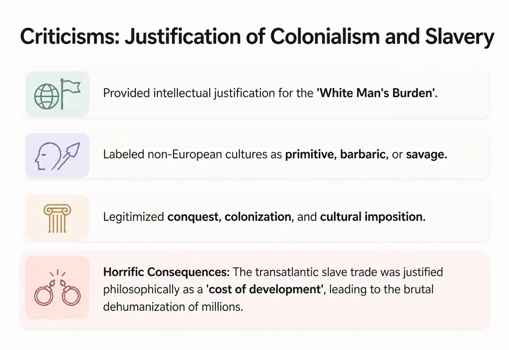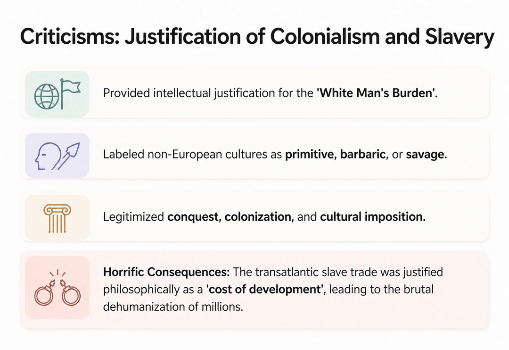The political consequences of Tylor's ethnocentric ranking were actively harmful on a global scale. By scientifically labeling non-European cultures as primitive or savage, his theory provided intellectual justification for colonialism and the white man's burden, the idea that Europeans had a duty to conquer and civilize the rest of the world. Even worse, it justified slavery.